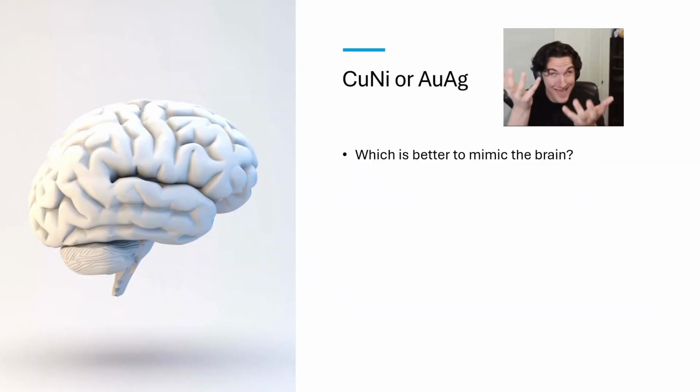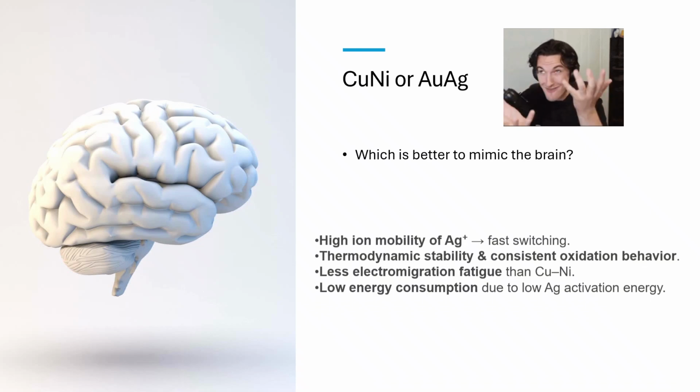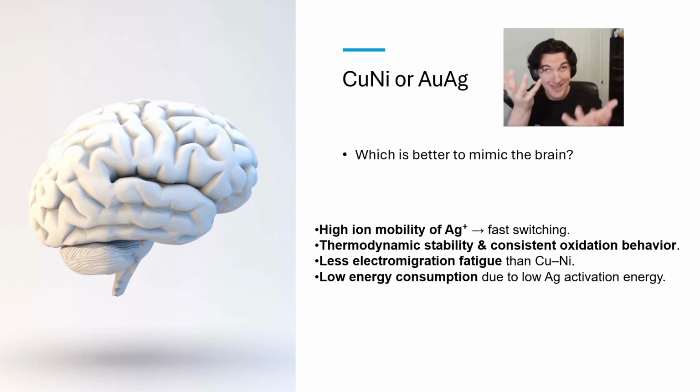So now I present the question. What if we introduce another alloy, like copper nickel? Copper nickel, or the same gold silver we've been going with? Which is better to mimic those brain, more specifically those neurons firing? And it would be our first example, gold silver alloy, because of these reasons: the high ion mobility of Ag, thermodynamic stability and consistent oxidation behavior, less electromigration fatigue, and low energy consumption.